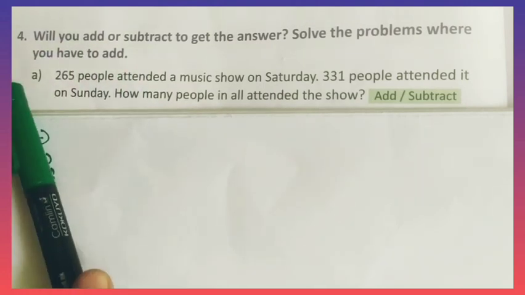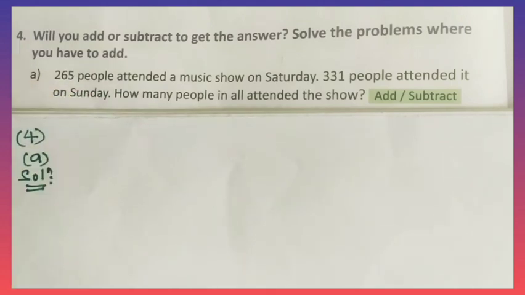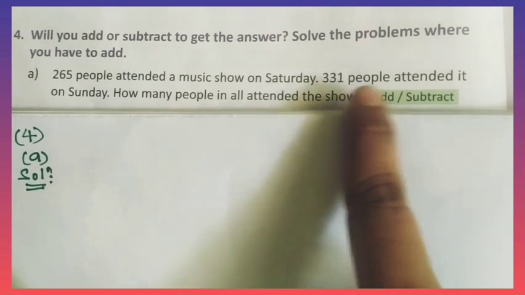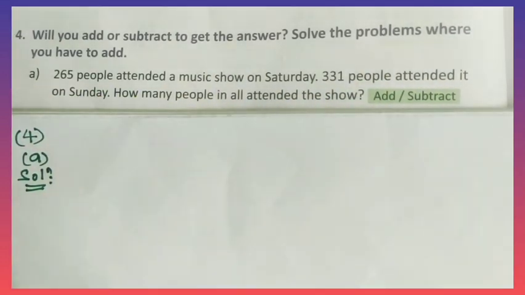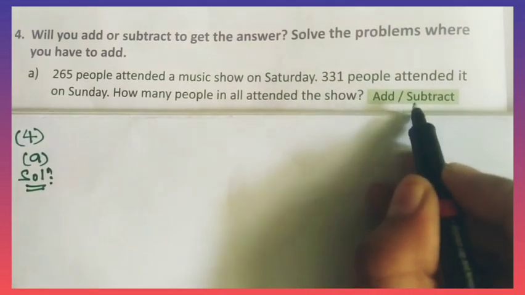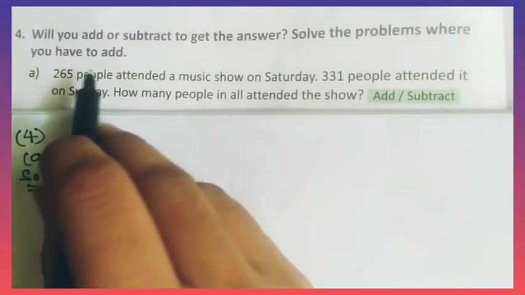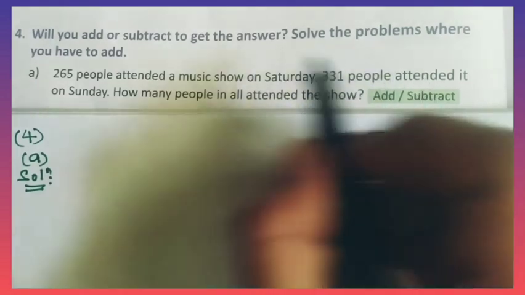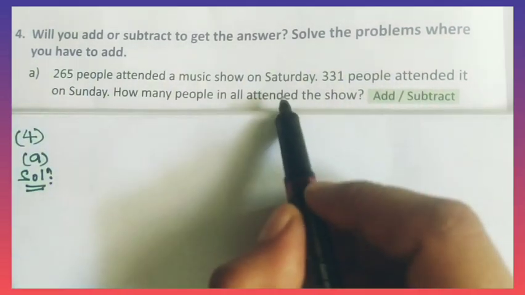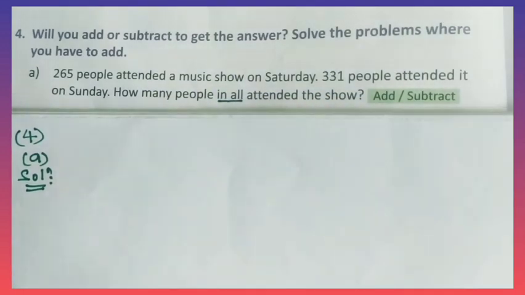Okay. First, A question. 265 people attended a music show on Saturday. 331 people attended it on Sunday. How many people in all attended the show? Do we have to do addition or subtraction? 265 people attended on Saturday and 331 people attended on Sunday. So, how many people in all is given, means we have to do addition.